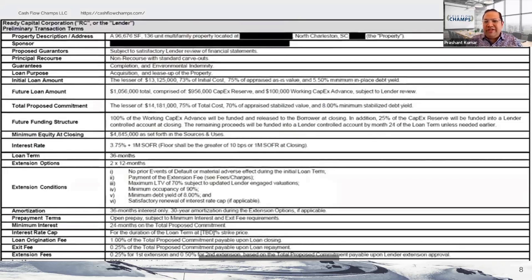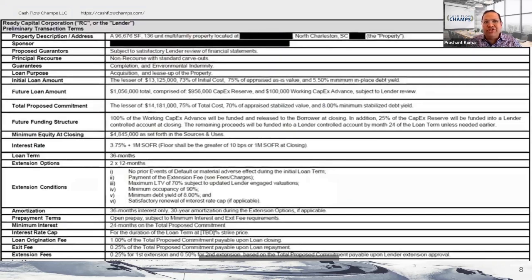Everything is subject to satisfactory lender review of financial statements. The lender will review the guarantor's financial statements. They will say non-recourse with standard carve-outs. Standard carve-out is what I said, the bad boy clause, plus a few other clauses. We don't have to go into that much detail. Guarantee, obviously, guarantee of completion of the project. That is the guarantee that the loan guarantor is taking, and then environmental indemnity.